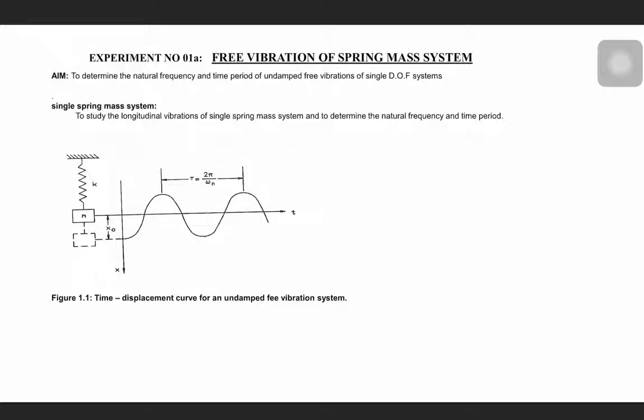Hello everyone. So in this video, we will discuss the first experiment of the design laboratory, which is the free vibration of a spring and mass system. The aim of the apparatus is to determine the natural frequency and the time period of the undamped system. This particular system is not damped, it is undamped. It is a free vibration system of a single degree of freedom.